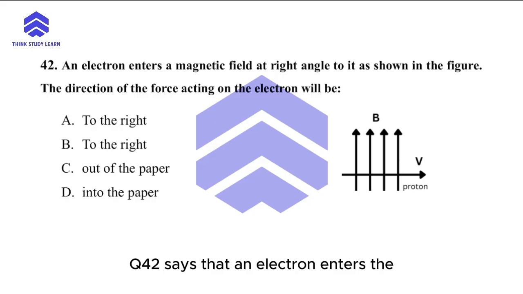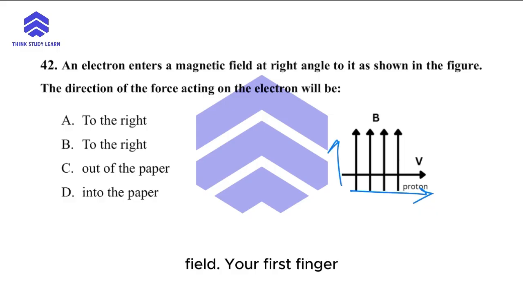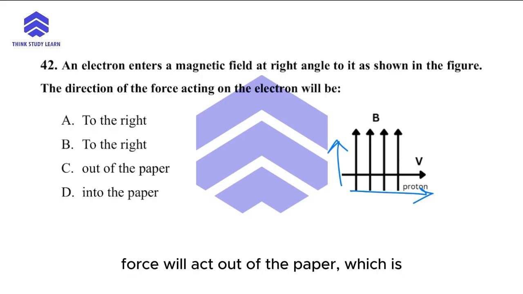Question 42 says that an electron enters a magnetic field at right angle to it as shown in the figure. The direction of the force acting on the electron will be... To solve this, we will use the right hand rule. Point your thumb in the direction of the velocity and point your index finger in the direction of the magnetic field. Your middle finger, perpendicular to both, will point in the direction of the force for a positive charge. Hence, we can say that the force will act out of the paper, which is option C.